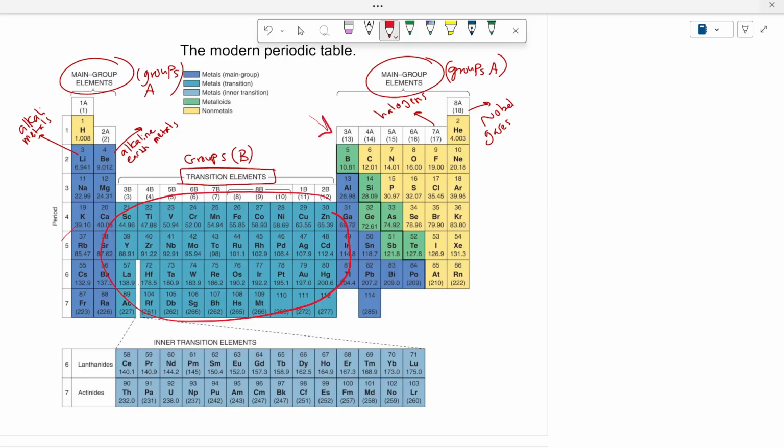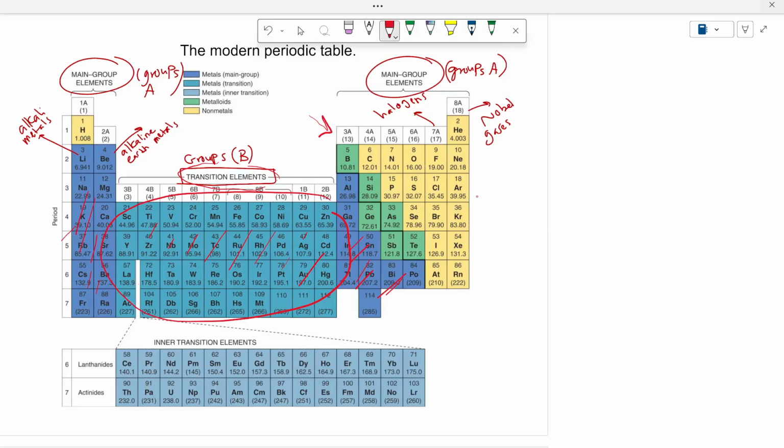All elements in blue, dark blue here and here, here and here, this is the dark blue. These are called metals. And the light blue, here in the middle, these are also metals, but they are called the transition elements or transition metals. So again, all elements in blue are metals. We have two types of metals, the main group metals on the left and on the right, which belong to group A, and the transition metals, which are here in the mid zone. These are the transition metals.